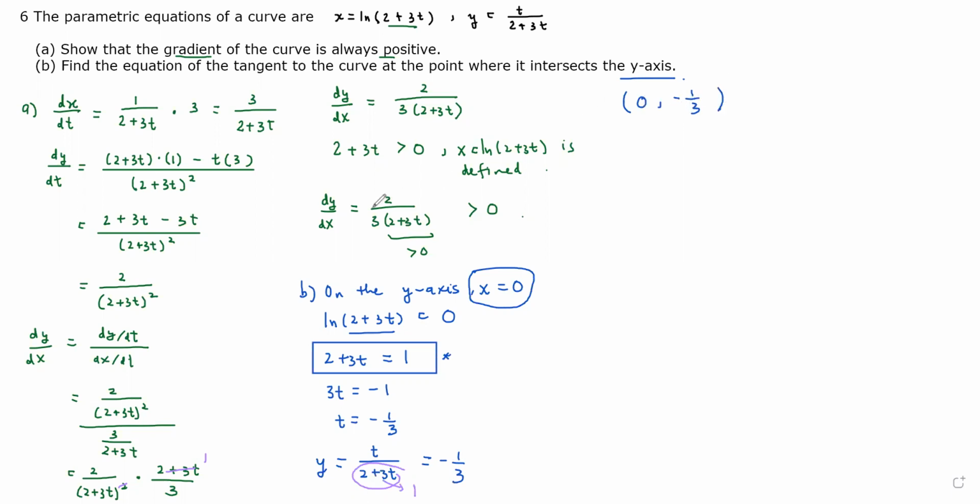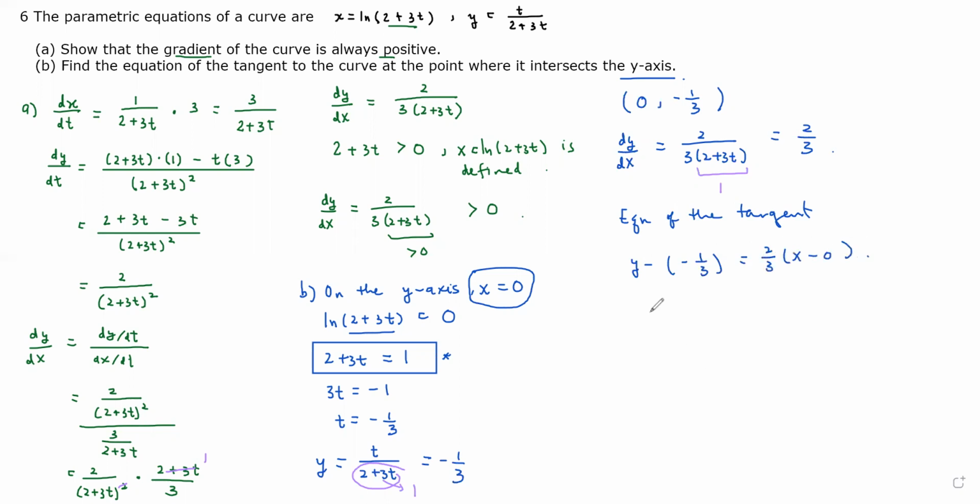We need to find the slope as well. dy/dx is 2 over 3 times (2 + 3t), but we know that (2 + 3t) is 1. So dy/dx is 2 over 3. Now we have the slope and a point. Then the equation of the tangent is y minus (-1/3) equals dy/dx, which is 2/3, times (x minus 0). We have y + 1/3 equals 2/3 x.